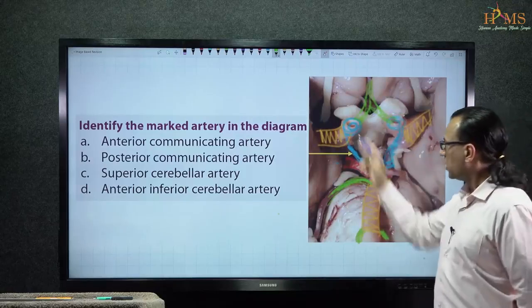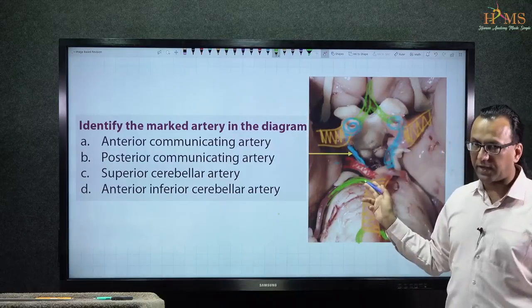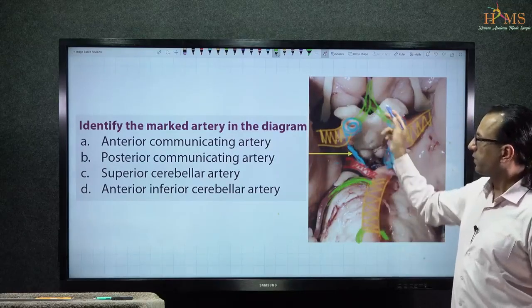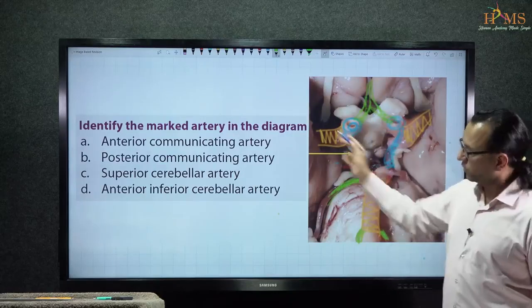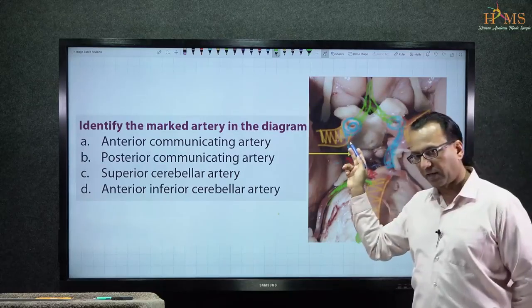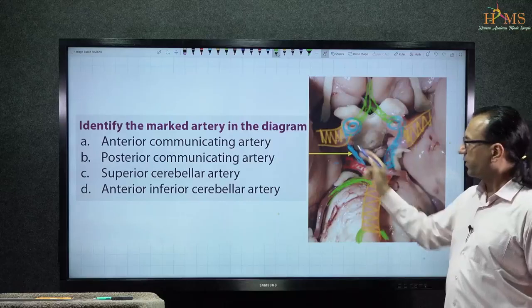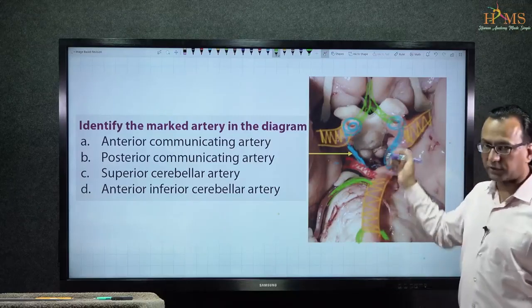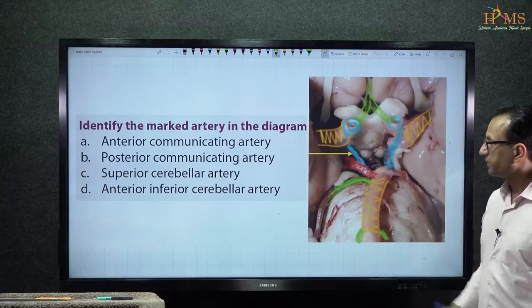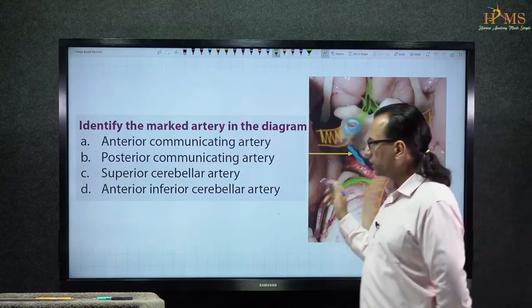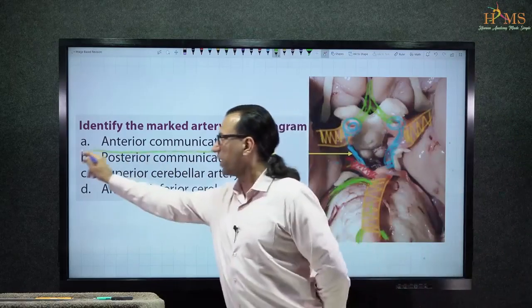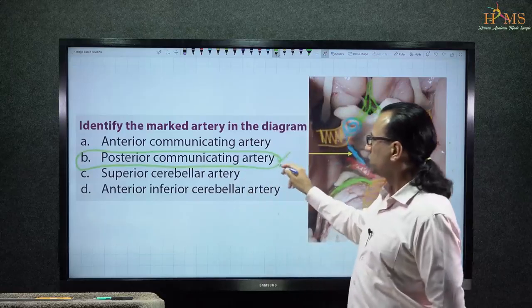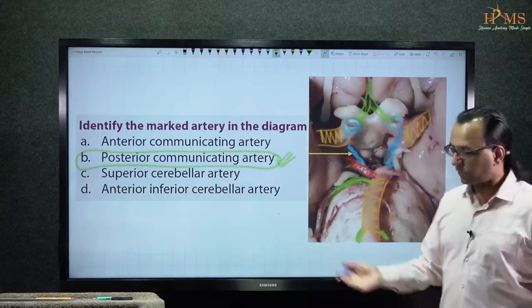And here is the circle of Willis, which is contributed by 9 arteries. There are 2 anterior cerebral arteries, 1 anterior communicating artery, 2 internal carotid arteries, and 2 posterior communicating arteries, and then you also have posterior cerebral arteries which are terminal branches of the basilar artery here. So basically this arrow mark was on the posterior communicating artery which we wanted to find out, and you can see one diagram related to the same.